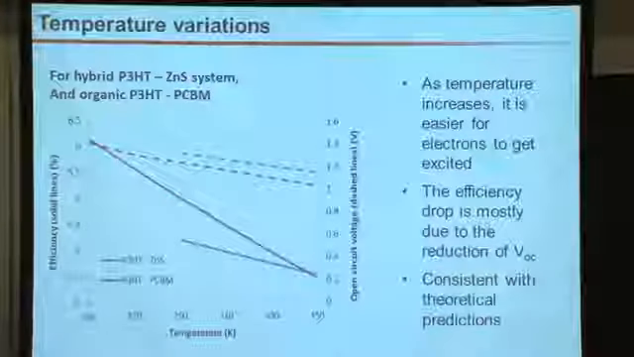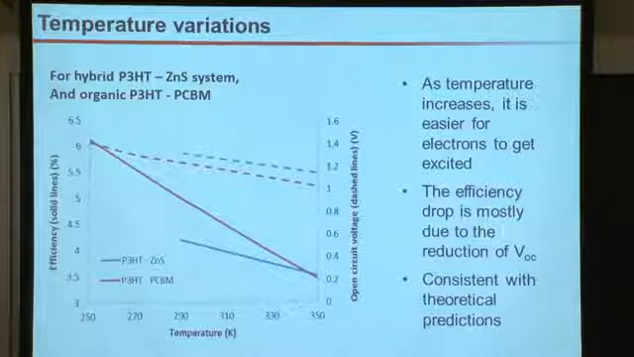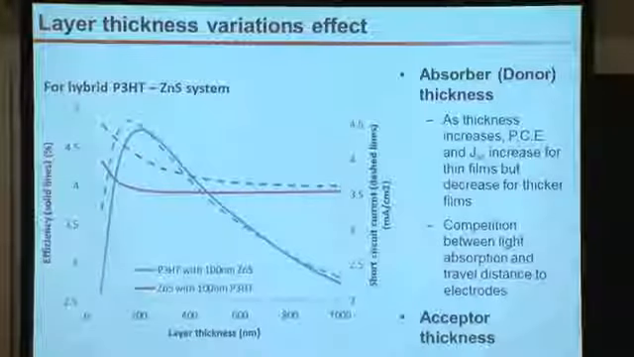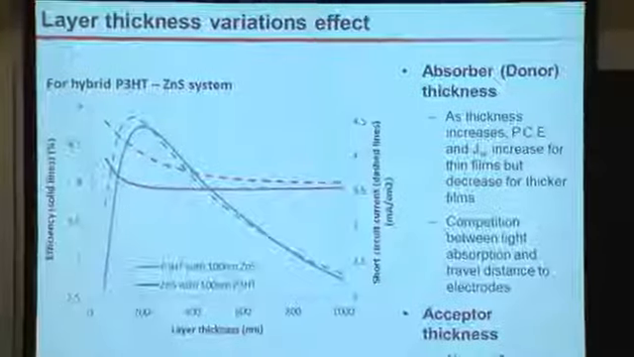We can explain the reduction of open circuit voltage by this: if we increase the temperature, the electrons get easier to excite to the conduction band, so the effective band gap is actually decreasing. Also, we didn't show the short circuit current data here, but there is a slight increase of short circuit current, and this could also be explained by the same thing, that it's easier to get excited to the conduction band.